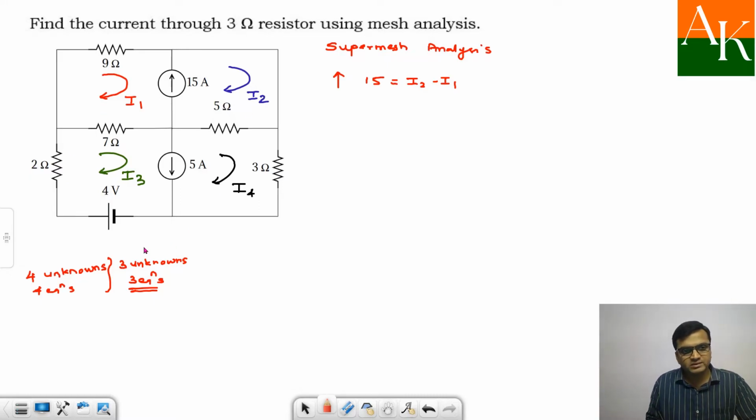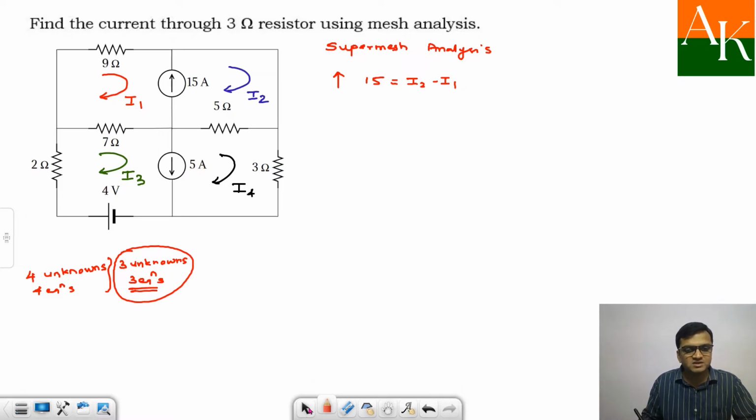But here if you look at the circuit, there is no current source present in the outer mesh. The last lecture numerical, if you see the current source was there and you have eliminated that variable. So here it is difficult to obtain 2 equation 2 unknown system, rather we will go for 3 unknowns 3 equation system. So this is from mesh 1, 15 ampere going up, I2 minus I1.